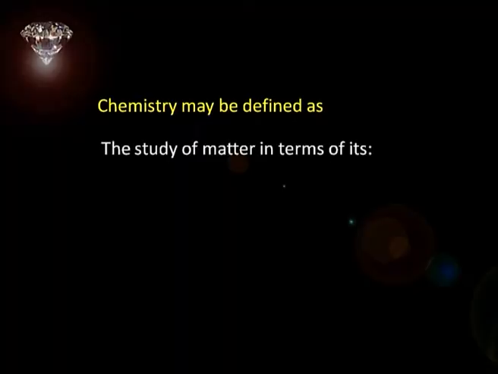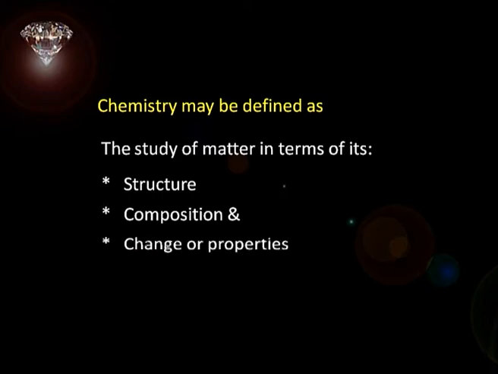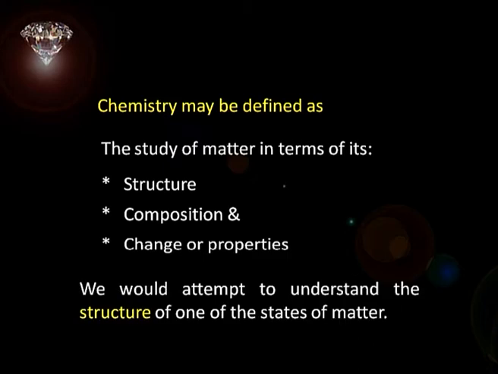Let's make a beginning by trying to define what is chemistry. I'm sure that you must have come across a similar kind of definition of chemistry, whereby we can say that chemistry can be defined as a study of matter in terms of its structure, composition and the change or the properties of matter. And what we are going to do in this series of lectures is talk about one aspect, that is the structure of one of the states of matter. So I am trying to put things in perspective. It means essentially in this series of lectures I am going to touch upon the structural aspect of matter, because that is one domain where chemistry focuses.